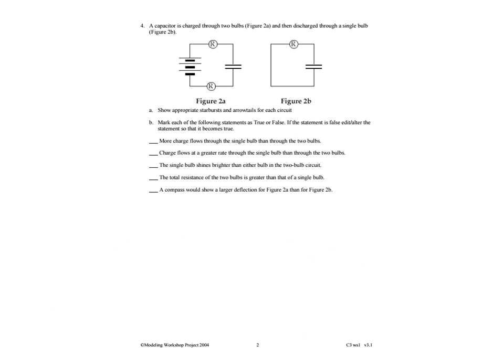For number 4, it says a capacitor is charged through 2 bulbs and discharged through a single bulb. This is kind of like the experiment where you charged with long bulbs and discharged with round bulbs, by the way. So show appropriate starbursts and arrow tails for each circuit. Well, initially anyway, I realize these things are going to change as time goes on. You would see initially a bright bulb and a lot of current. And then through this one you'd see probably an even brighter bulb and even more current.